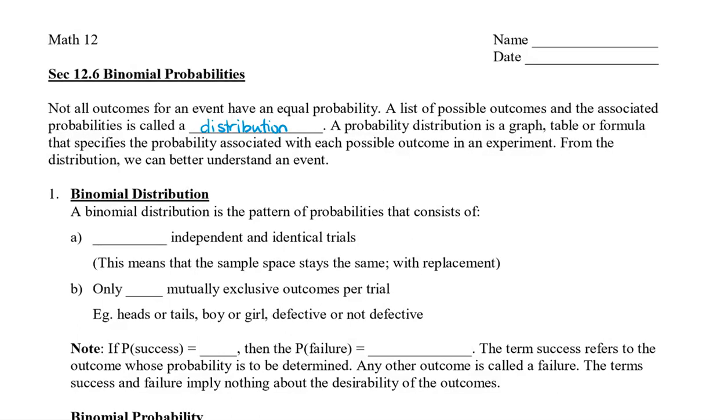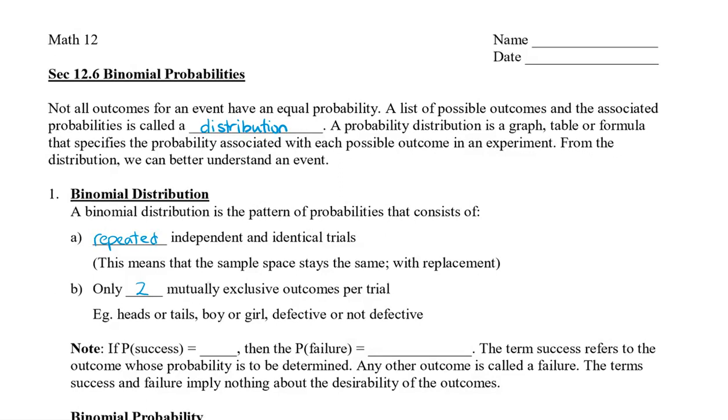Now, let's take a look at what a binomial distribution is. A binomial distribution is the pattern of probabilities that consists of repeated, independent, and identical trials. That means that the sample space always stays the same, that means with replacement. Also, there are only 2 mutually exclusive outcomes per trial. For example, heads or tails, boy or girl, defective or not defective.